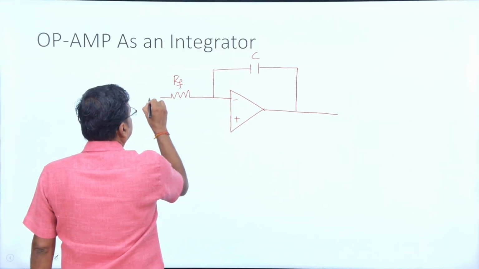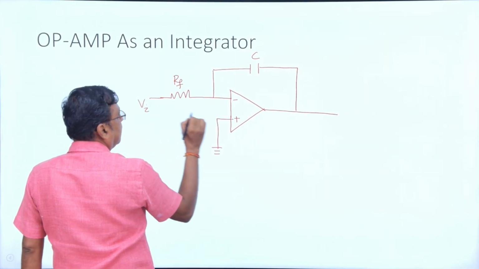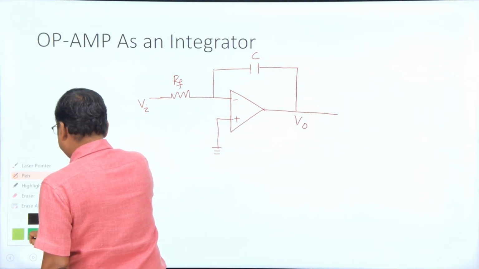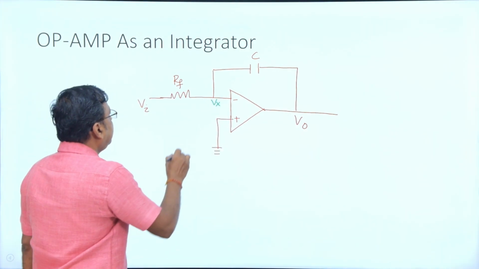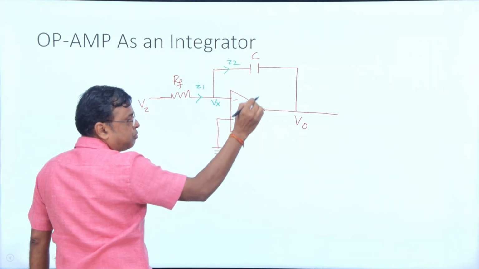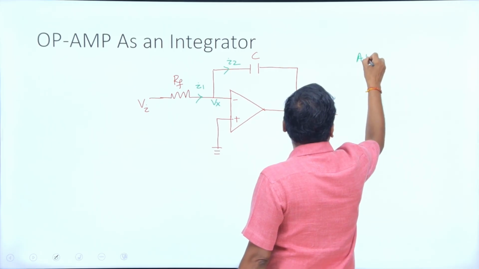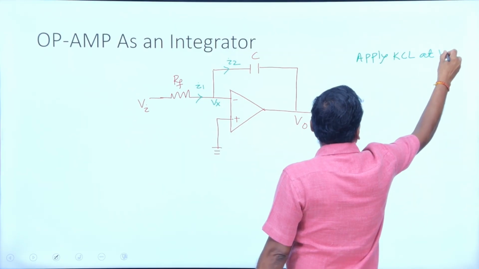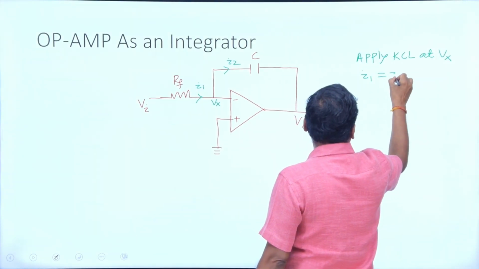The principle is the same. This is your input voltage Vi and this is your output voltage V0. Let this be Vx, let this be I1 and let this be I2. Apply Kirchhoff's current law at Vx, same procedure. So I1 equals I2.